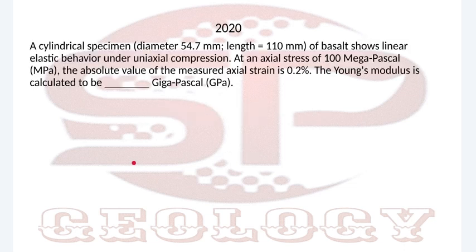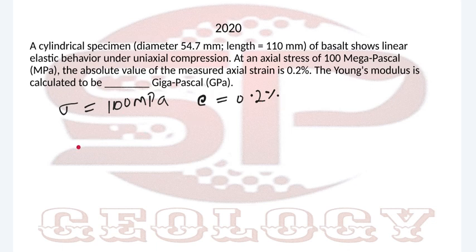So, a cylindrical specimen of diameter 54.7 mm, length given as 110 mm, of basalt, shows linear elastic behavior under uniaxial compression. At an axial stress of 100 MPa, the measured axial strain is given as 0.2%. So we have to calculate the Young's modulus in GPa.